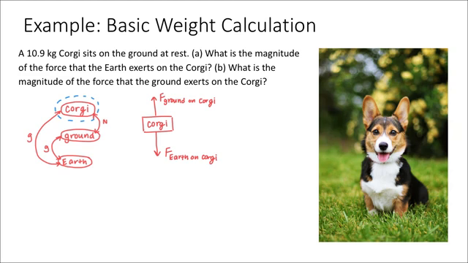I've gone ahead and drawn my force diagram like so, and because I know that the corgi is not accelerating in the vertical direction, these two forces must be balanced, and I'll indicate that with an equality sign, right? If they were not balanced, the corgi would be accelerating in the direction of the net or unbalanced force.